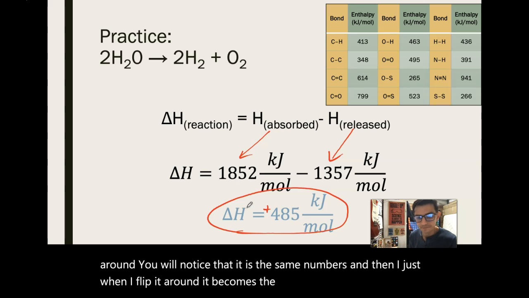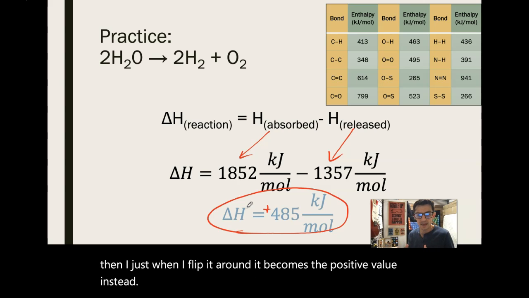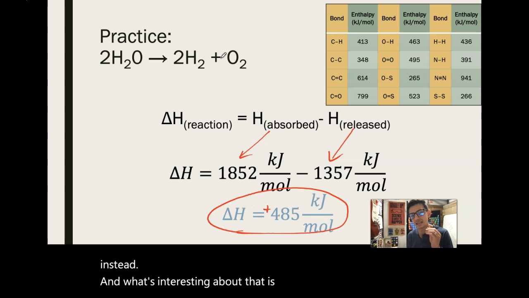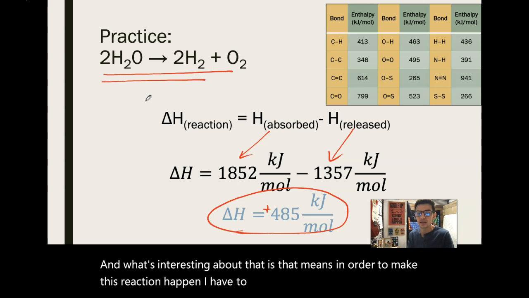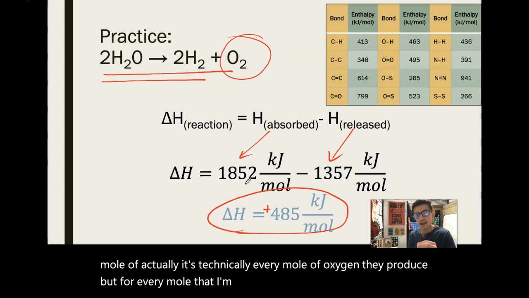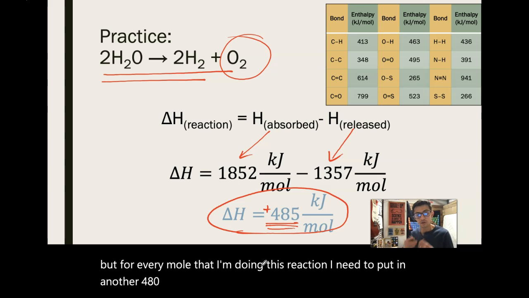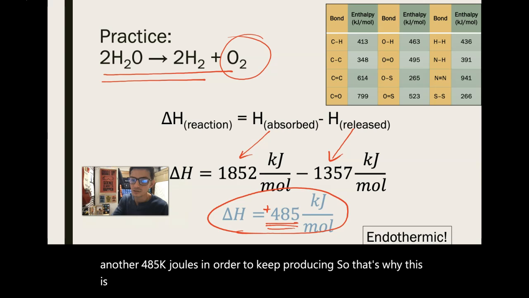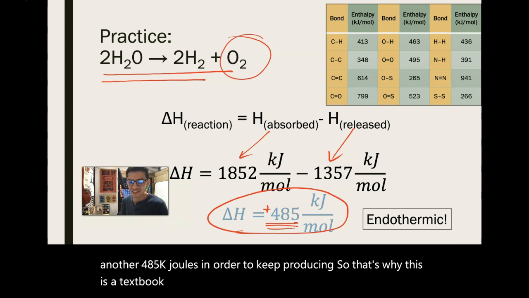And what's interesting about that is that means in order to make this reaction happen, I have to put energy into it. And for every mole of, actually it's technically every mole of oxygen I produce, but for every mole that I'm doing this reaction, I need to put in another 485 kilojoules in order to keep producing. So that's why this is a textbook endothermic reaction, because I have to put energy in.